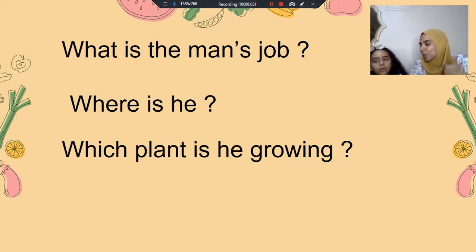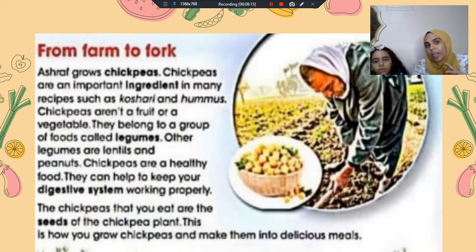Now, Lamar, we are going to read a passage in our book. Before you read it, you have to look at the picture and tell me what is the man's job, where is he, and which plant is he growing. Look at this picture. What is the man doing here? He is working on a farm. Right. So what's his job? Is he a doctor? No, he's a farmer. So when I ask about someone's job, we say, what's his job? He's a farmer.